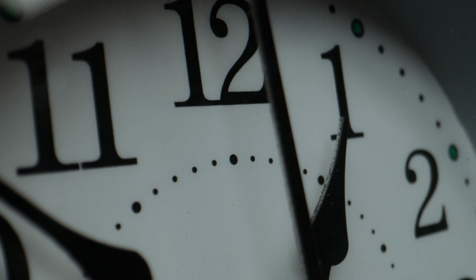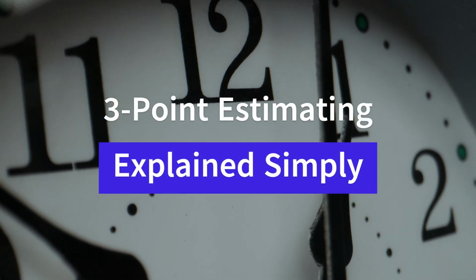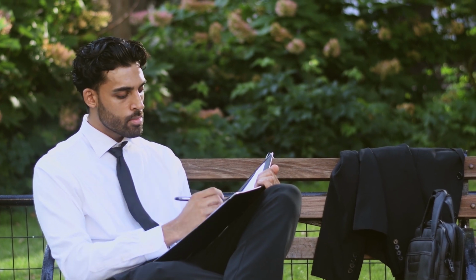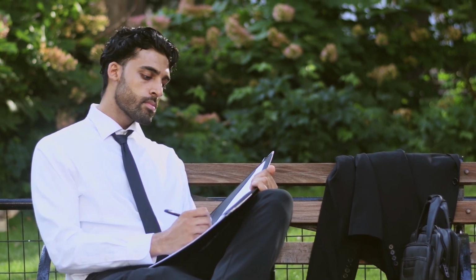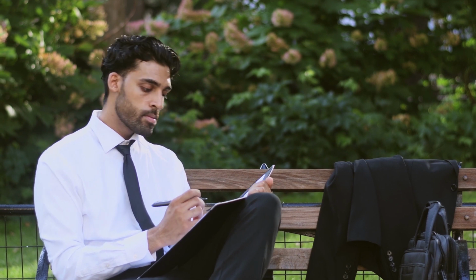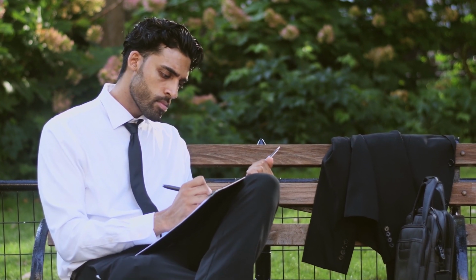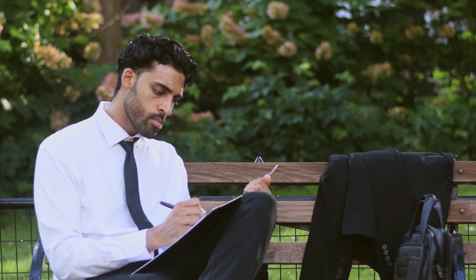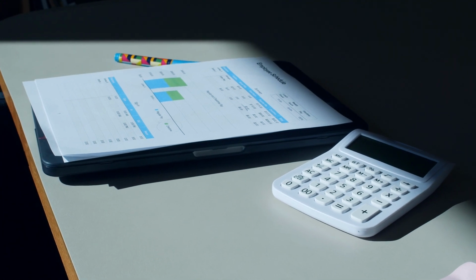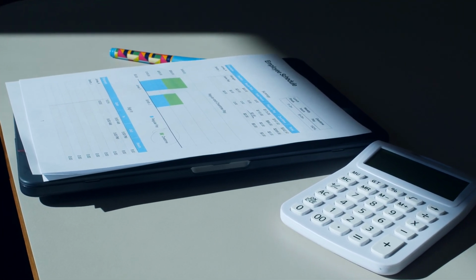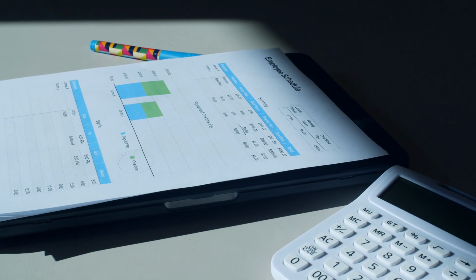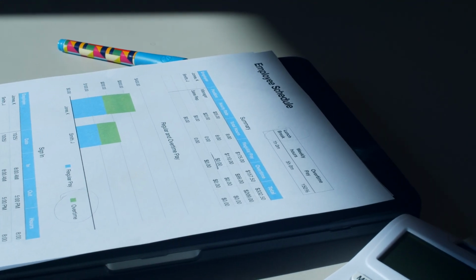Today we're going to talk about the 3-point estimating technique. Estimating is a crucial aspect of project management. Project managers are expected to accurately estimate essential elements of the project, such as cost, scope, and time. There are many different estimation techniques that can be used depending on what aspect of the project needs an estimate.